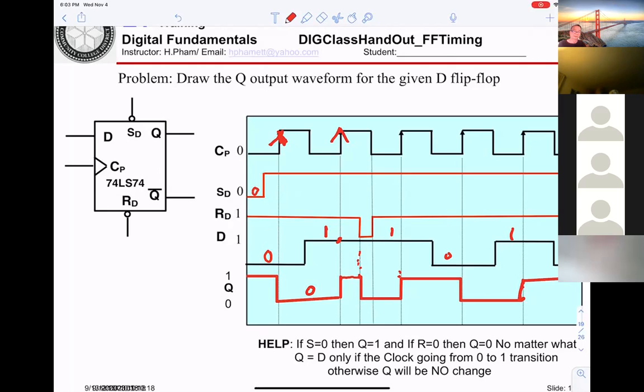Is there anything still confusing on that timing diagram? Nothing? Go to the next.